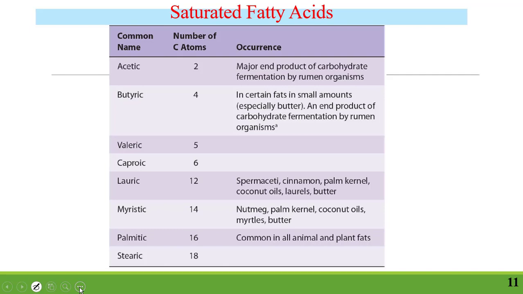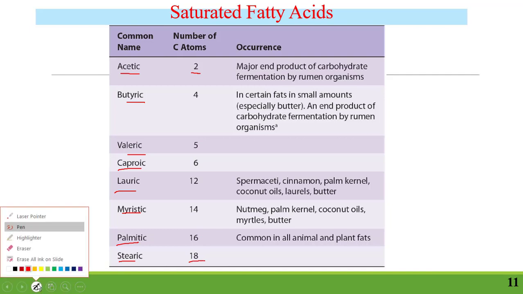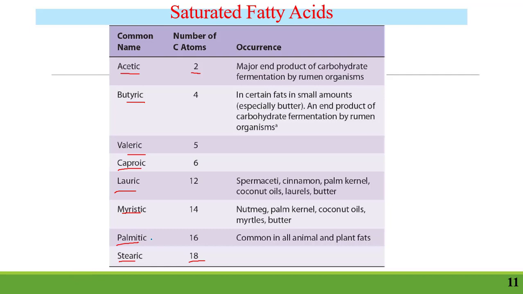Okay, here you can see some types of saturated fatty acids. The common names are acetic, butyric, valeric, caproic, lauric, myristic, palmitic, and stearic acid. The number of their carbons starts from 2 and goes to 18. The most well-known of this type of acid are palmitic and stearic. Palmitic is common in all animal and plant fats.